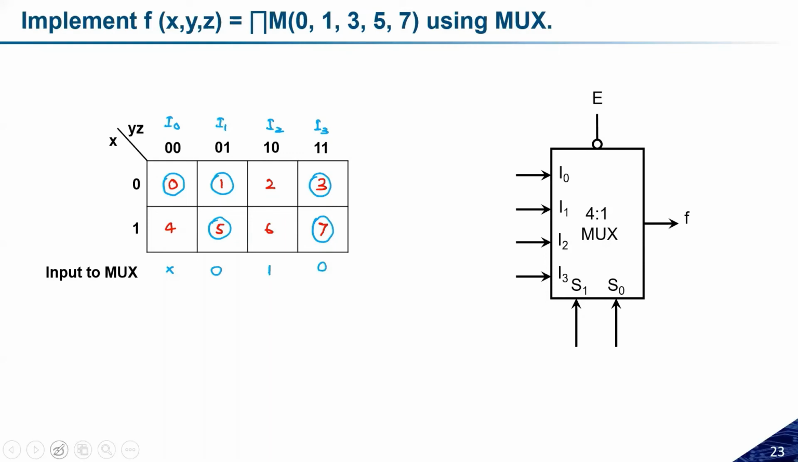Let us see how the function can be implemented. I0 will be connected to X. I1 and I3 will be connected to ground, or logic 0. You can keep anything, but let me keep logic 0 only. So these two will be connected to ground, and I2 will be connected to logic 1, and the select lines will be Y and Z. This is how a simple circuit can be implemented.